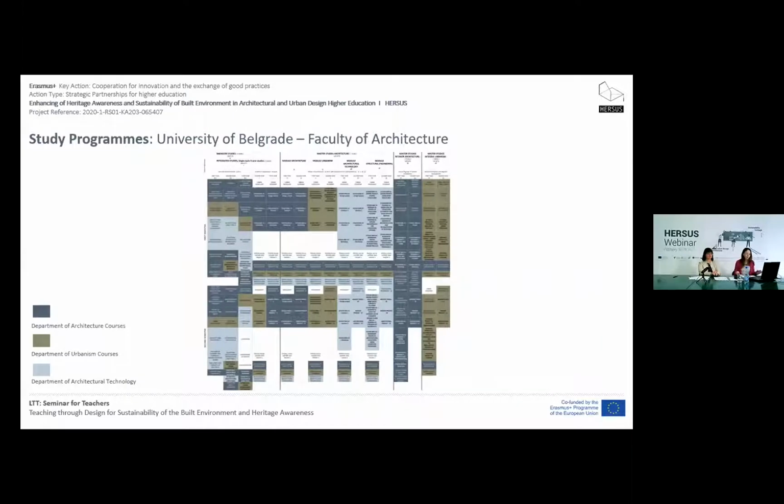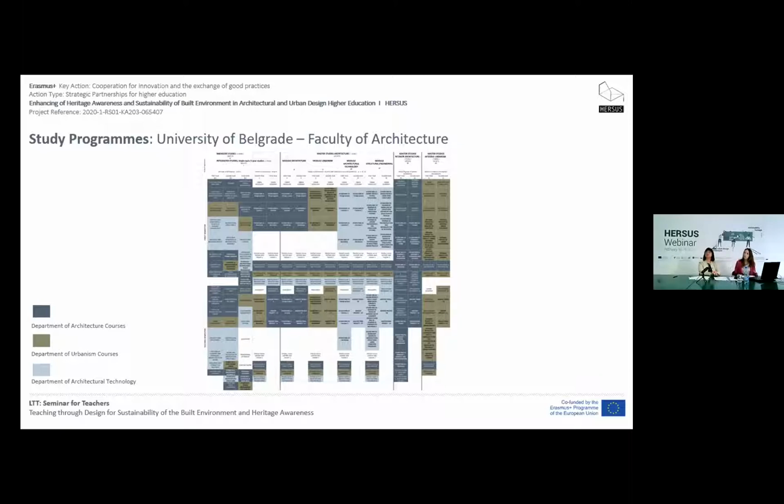So the next slide, please. Yes, thank you. A distinctive feature of the study program at the University of Belgrade Faculty of Architecture is based on an integrated approach to education with equal emphasis on architecture, urbanism, and technologies, and also architectural engineering. We have 3 distinct departments. All 3 departments are shown there. So you have 3 colors.